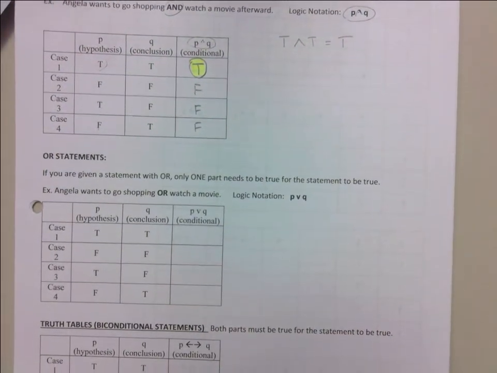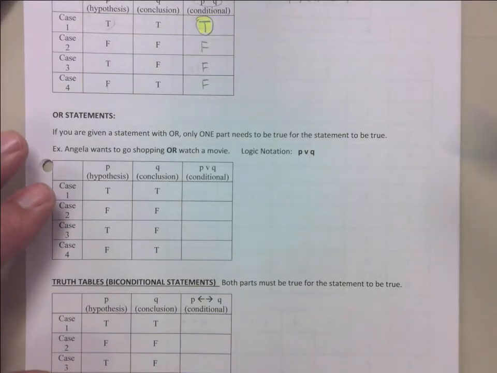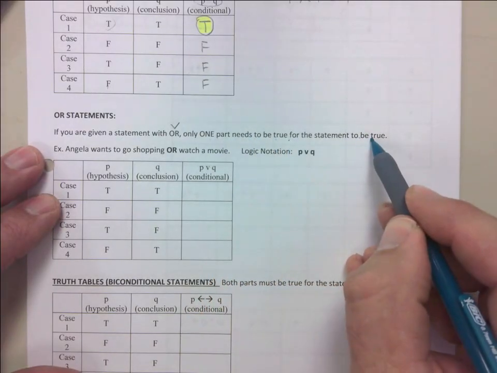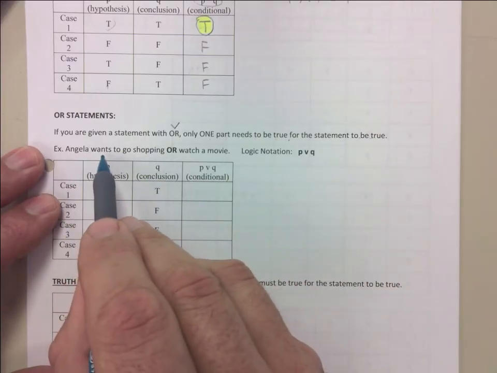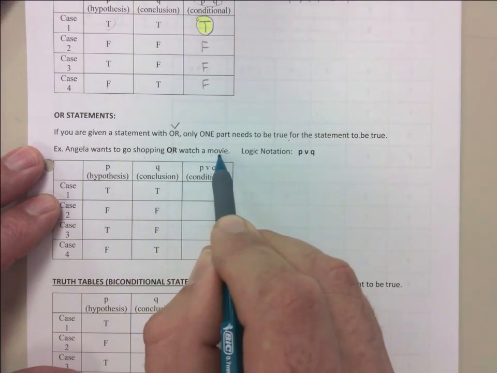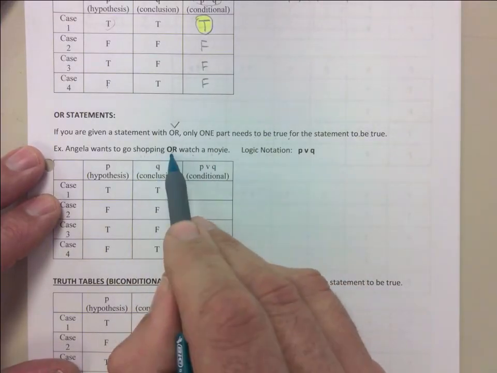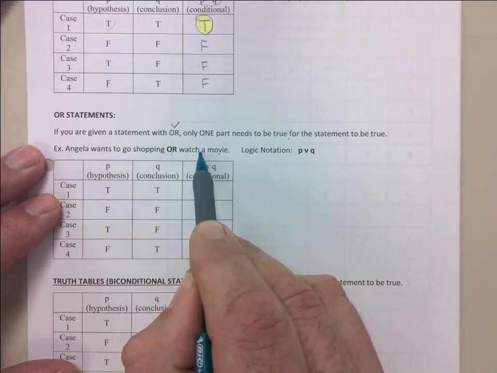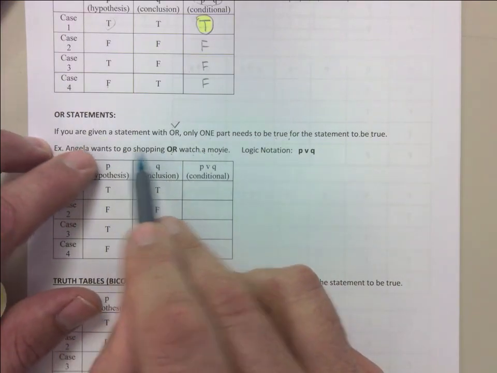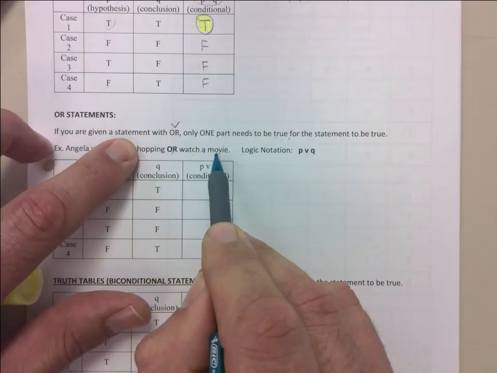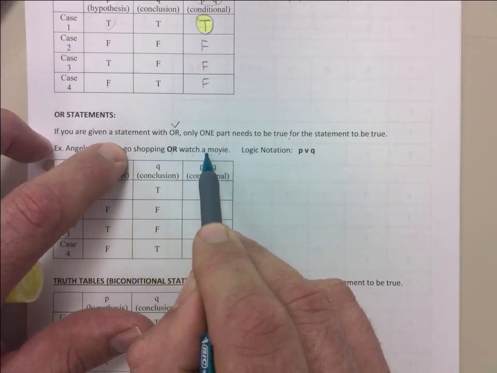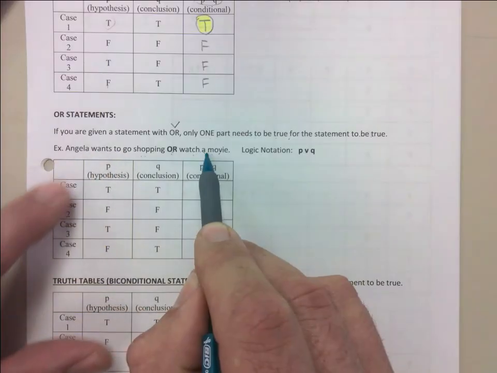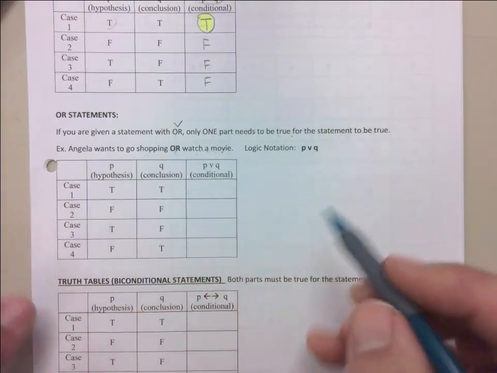Or statements. Or goes like this. One of the parts needs to be true for the statement to be true. So Angela wants to go shopping or go watch a movie. If you say, I'm going to go shopping or watch a movie, as long as you do one of the 2 things that you've mentioned, you are fine, right? So if you don't go shopping, you only go watch a movie, well, you haven't lied because you said or. If you do both, you definitely haven't lied because you said you were going to do one of them. But if you fail to do both, then it's an anomaly.